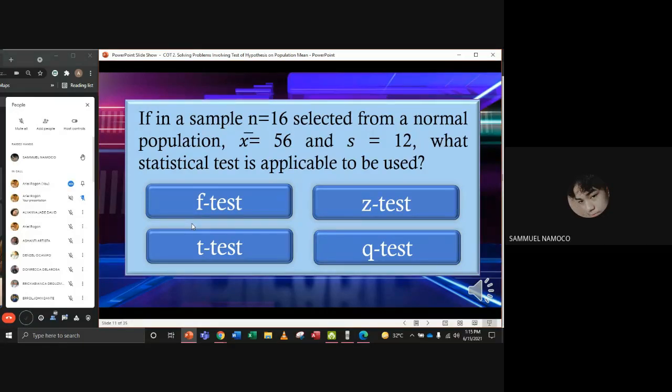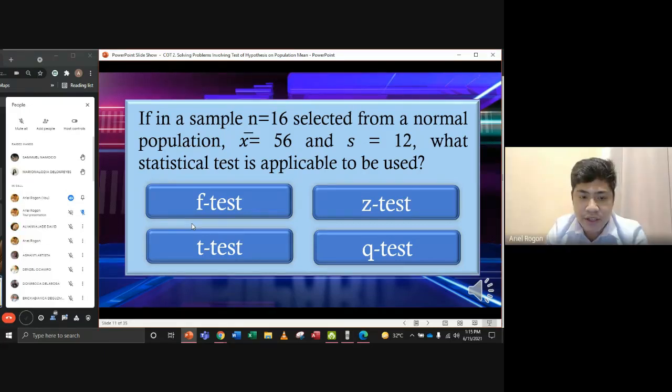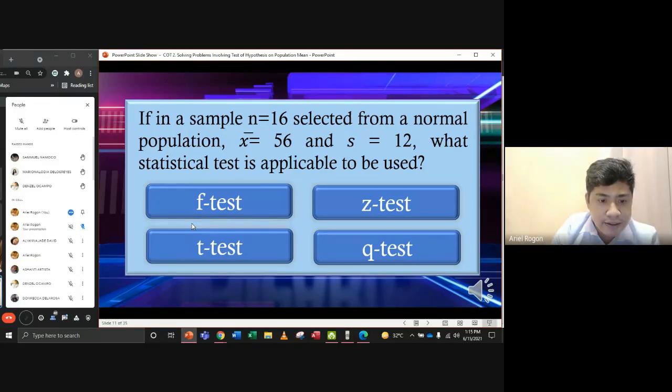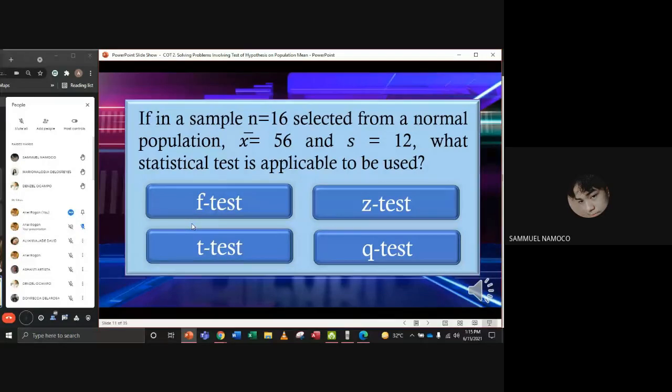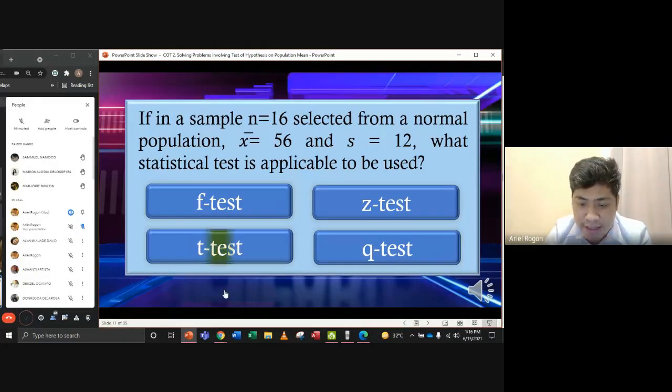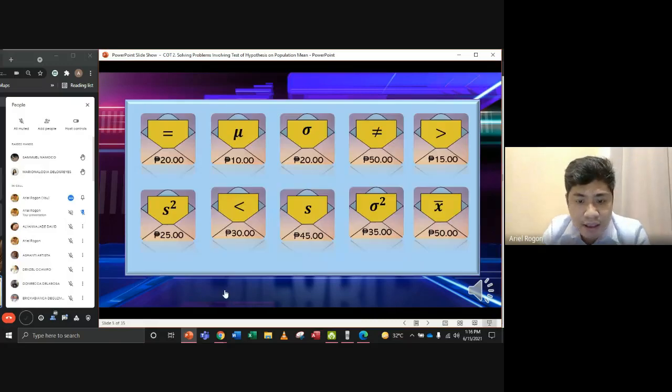If the sample size is 16 selected from a normal population, the sample mean is equal to 56 and the sample standard deviation is 12, what test is applicable to be used? So what is your answer, Samuel? When the sample size is less than 30, what test? T-test, sir. T-test. Okay, that is correct. T-test. So we still have this one. Okay, this is the sample standard deviation.